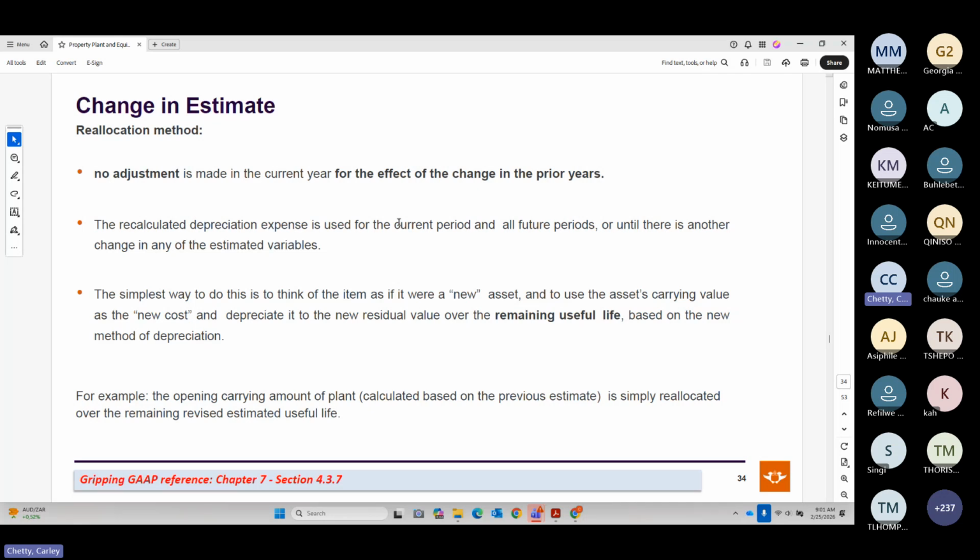So for example, the opening carrying amount of plant, calculated based on the previous estimate, is simply going to be reallocated over the remaining revised estimated useful life. That carrying amount is going to be reallocated using the new useful life or residual value.